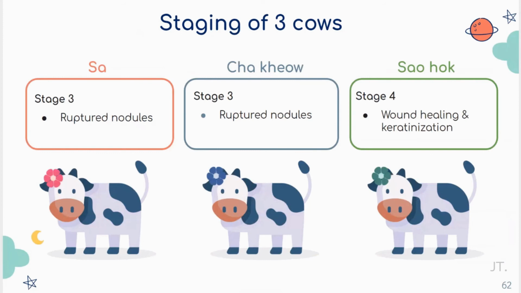Okay. And from the information, we can conclude that Sa from Farm 1 and Cha Kiao from Farm 2 are in stage 3, and Sao Hok is in stage 4. The treatment plan will be modified based on clinical signs and drugs that are available on the farm.